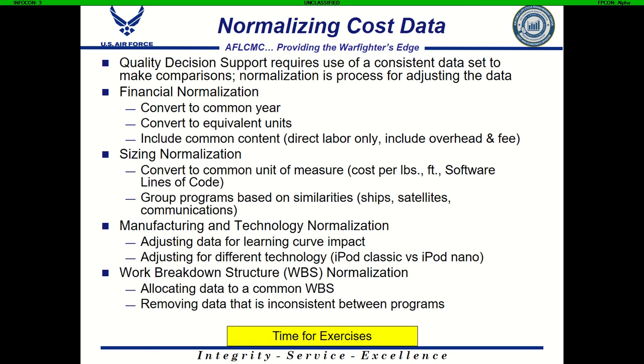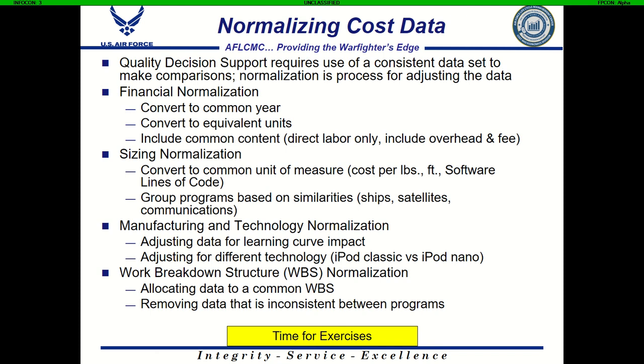If we have software lines of code or software function points or some other measure of software productivity, we want to convert that productivity to a common unit. So again, we can compare and contrast the two data points.